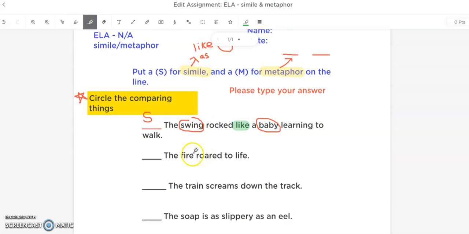Next one, let's look for like or as. The fire roared to life. I don't see like or as, so I automatically know it's going to be an M for metaphor. Put my M for metaphor. And the two things they are comparing are fire and life.